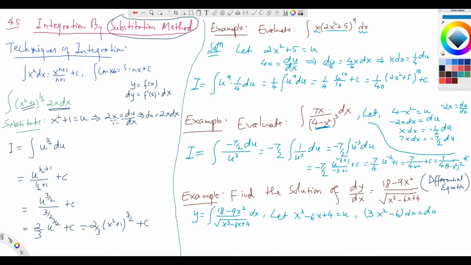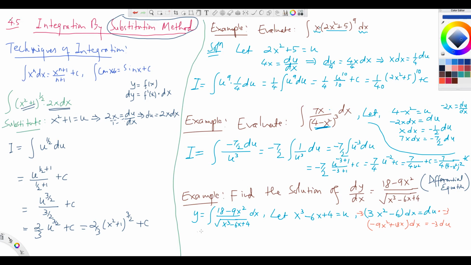Now what do I need here? I need 18 minus 9x squared. But what I got here is 3x squared minus 6. What should I do to get 18 minus 9x squared? I need to multiply both sides by what? I need to multiply both sides by negative 3, right? If I do that, what I get is negative 9x squared plus 18 times dx, which will be negative 3 du. You see that? So instead of that quantity on the top with dx, you can put negative 3 du.